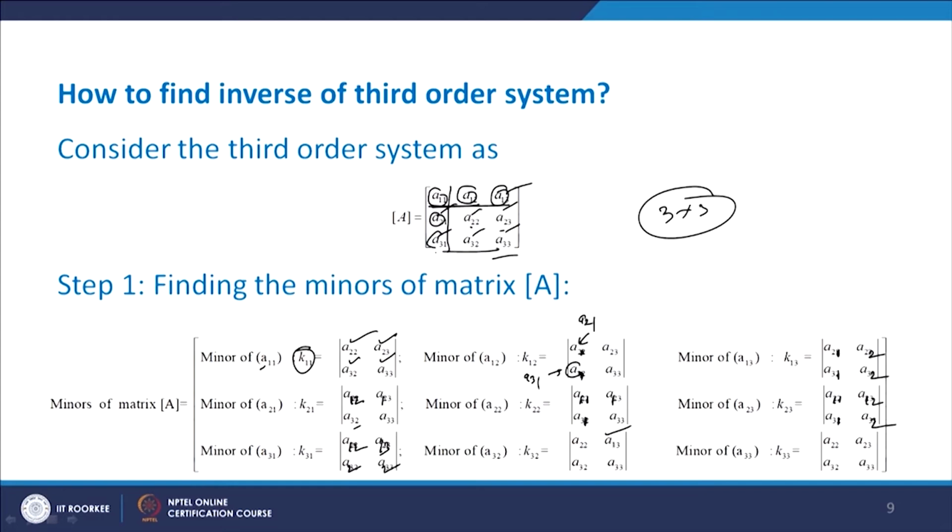So, we remove this row and column. What will we get? We will get A11, A21, then A23. And lastly, the principal minor of A33: you remove this row and this column, corresponding to A11, A12, then A21, then A22.